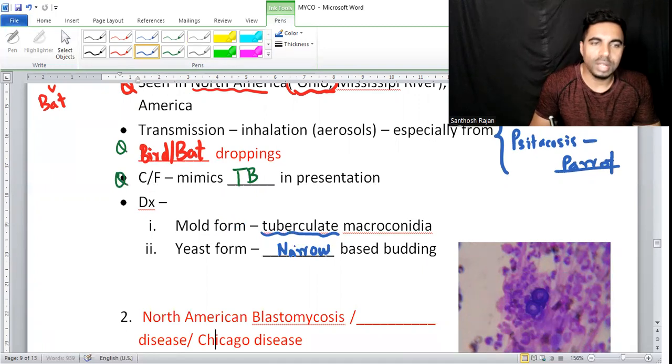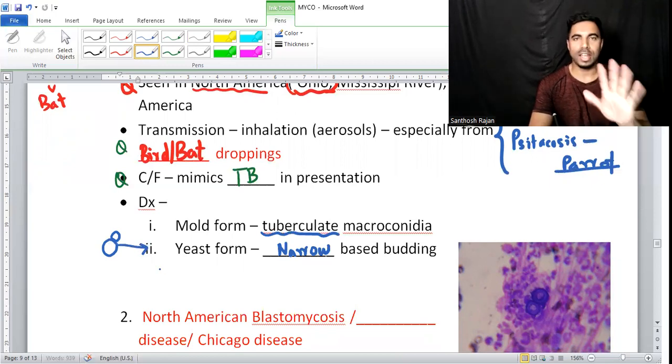In the yeast form, narrow-based budding is seen. The picture was not given, it's like this: the budding cell, but with a narrow base. Narrow, because in blastomycosis you will see something a little different. So this is narrow-based budding, and that's a question asked. Narrow-based, not wide-based. Wide-based will be in blastomycosis. We'll talk about it now.